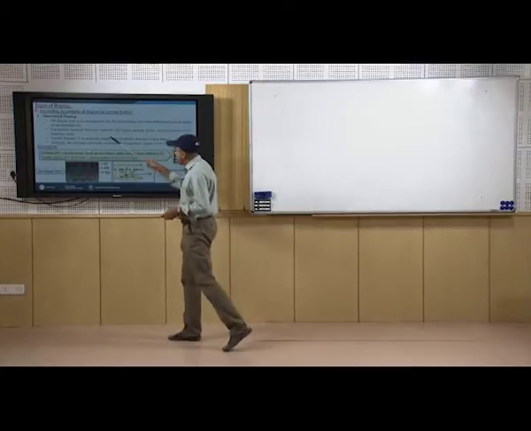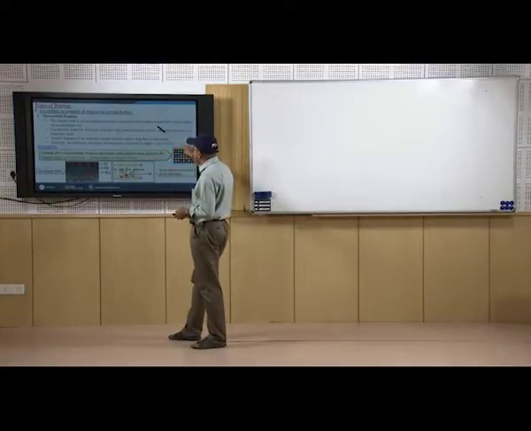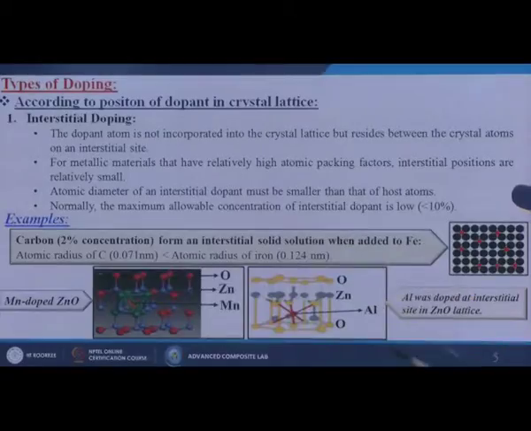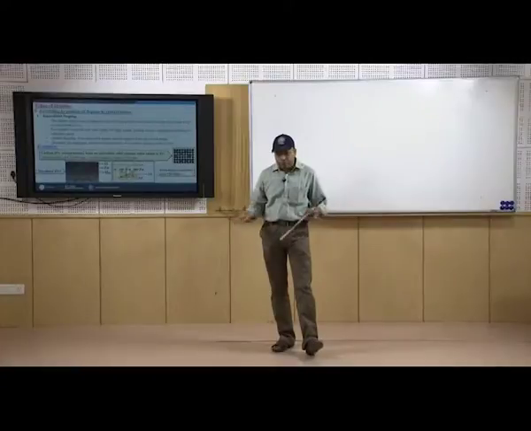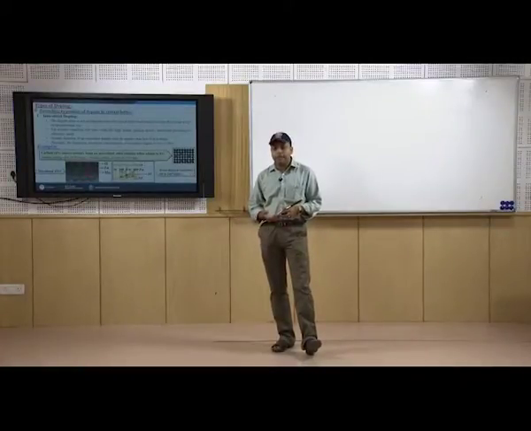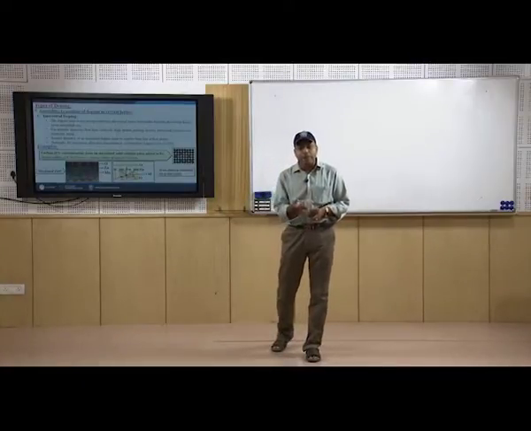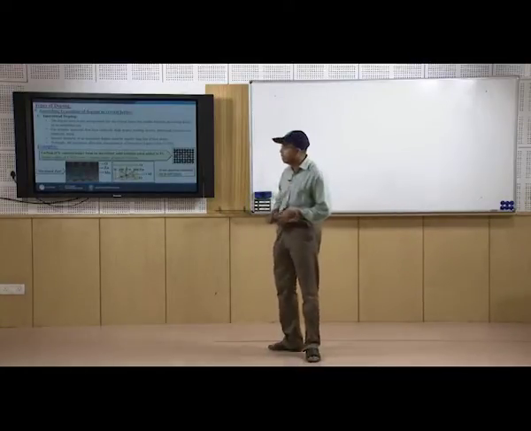So the dopant atom is not incorporated into the crystal lattice but resides between the crystal atoms on an interstitial site. For metallic materials that have relatively high atomic packing factors, the interstitial positions are relatively small. Yes, of course, because when you are talking about metallic particles or metals, they are very closely packed. So getting interstitial sites is very difficult, or fewer interstitial sites are available. At that time the doping of that particular metallic material is quite difficult.